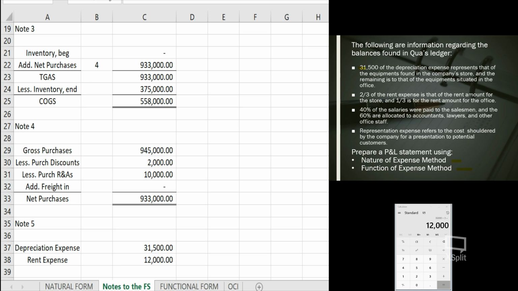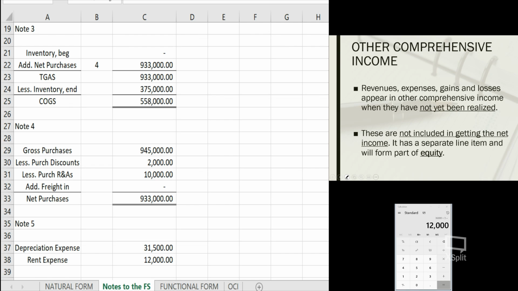40% of salaries were paid to the salesmen and the 60% are allocated to accountants, lawyers, and other office staff. So guys, ibig sabihin, ganito lang yan. Yung 40% ng total ng salaries expense natin will be part of selling expense kasi sweldo ng salesman yun eh. Pero yung other 60%, kung papansin nyo, accountants, lawyers, and other office staff, so sa office to, yung 60% ng total will form part of our general and administrative expenses.